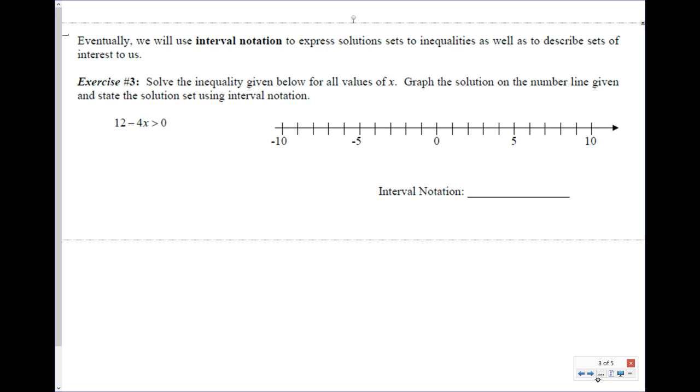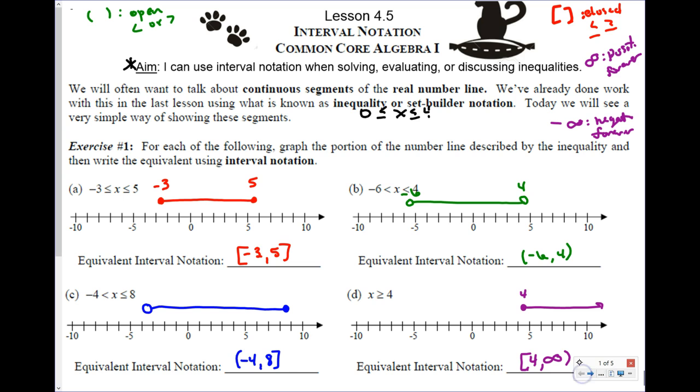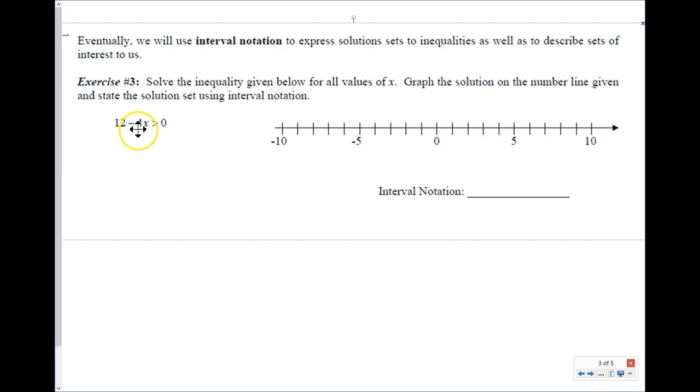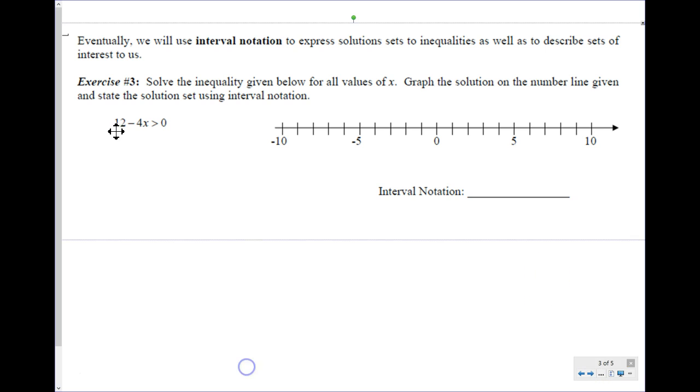Exercise 3. Eventually we'll use interval notation to express solution sets to inequalities as well as to describe sets of interest to us. So exercise 3 is talking about solutions, right? In the previous problems we were just given numbers, here are all the graphs, here are all the answers. But what happens when we have a problem like in exercise 3 where we have to solve this first? So that's exactly what we're going to do. We're going to solve this first. This is a positive 12. I want to get rid of it onto the other side. So they cancel out and I get negative 4x is greater than negative 12.